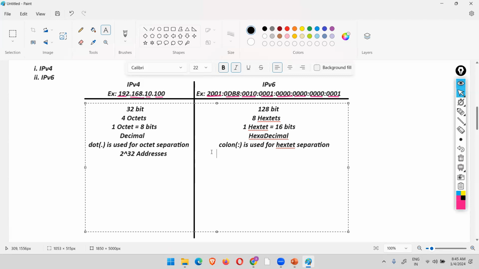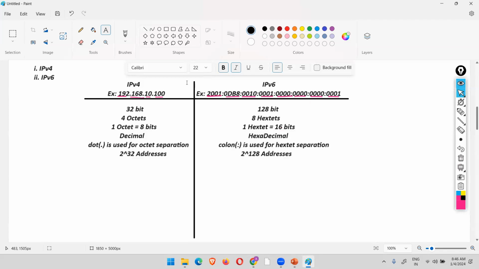And in IPv6, 2 power 128. This is how you can tell. No need to remember the exact number, because even if you remember IPv4's, it is not possible to remember IPv6's. Because in IPv6, we say possibly unlimited addresses. But that is not actually true. After all, it's just a number only. This is clear? Okay.